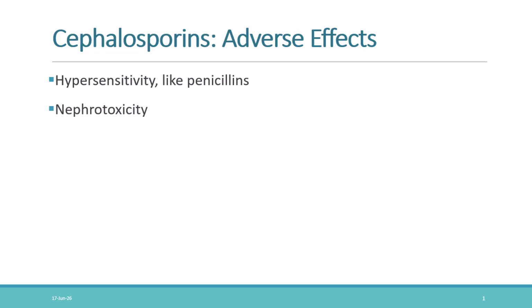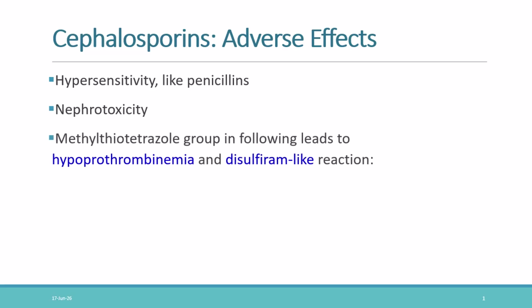Gastrointestinal disturbances and superinfections can also occur due to disruption of normal microbial flora. Certain cephalosporins contain a methylthiotetrazole side chain that produces distinctive adverse effects. These include hypoprothrombinemia, which may increase bleeding risk, and a disulfiram-like reaction when alcohol is consumed. Patients receiving such drugs should therefore be advised to avoid alcohol during therapy.